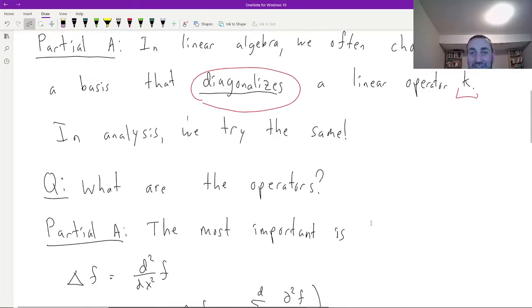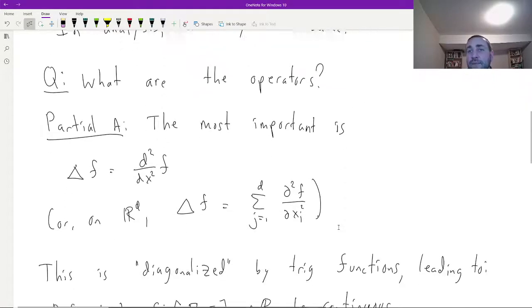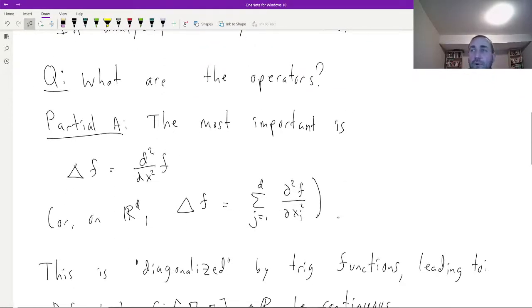Now, there's of course a natural follow-up question, which is, I know what linear operators are in linear algebra, right? They're just matrices. What are the operators that we work with in analysis? Well, there are quite a few of them, but the most important one is called the Laplacian, spelled like this. And it's just the second derivative operator. That is, the Laplacian applied to f is just d squared dx squared of f. And you can check for yourself that at least as long as you're restricting your attention to functions that have derivatives, this really is a linear operator on the collection of functions.